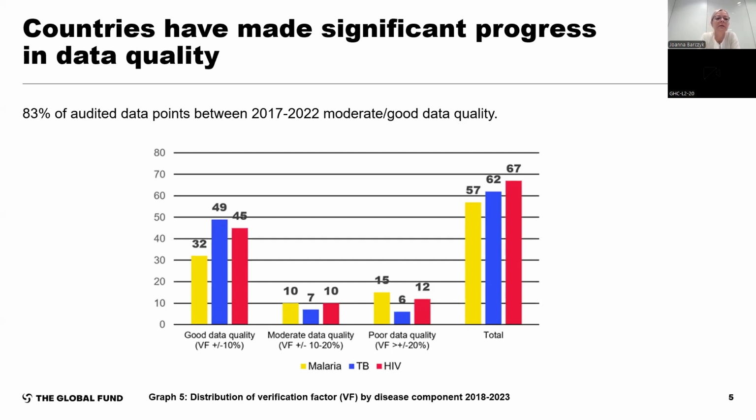So this slide represents all the targeted and national DQRs that were implemented between 2017 and 2022 with Global Fund support. And you will see that 83% of the data points audited fall actually in the good data quality and moderate data quality. You will also see the variances between the three diseases.